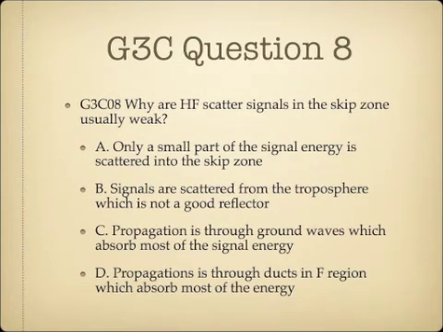Question 8. Why are HF scatter signals in the skip zone usually weak? A, only a small part of the signal energy is scattered into the skip zone, B, signals are scattered from the troposphere, which is not a good reflector, C, propagation is through ground waves, which absorb most of the signal energy, or D, propagation is through ducts in the F region, which absorb most of the energy.